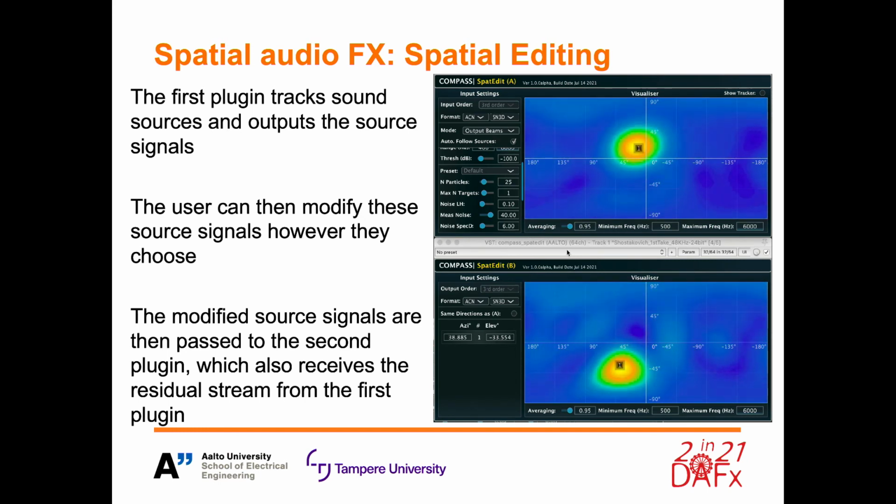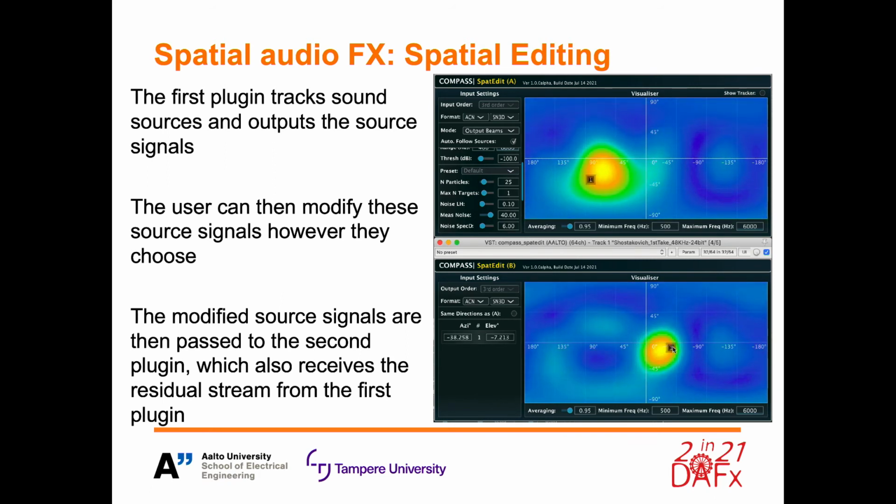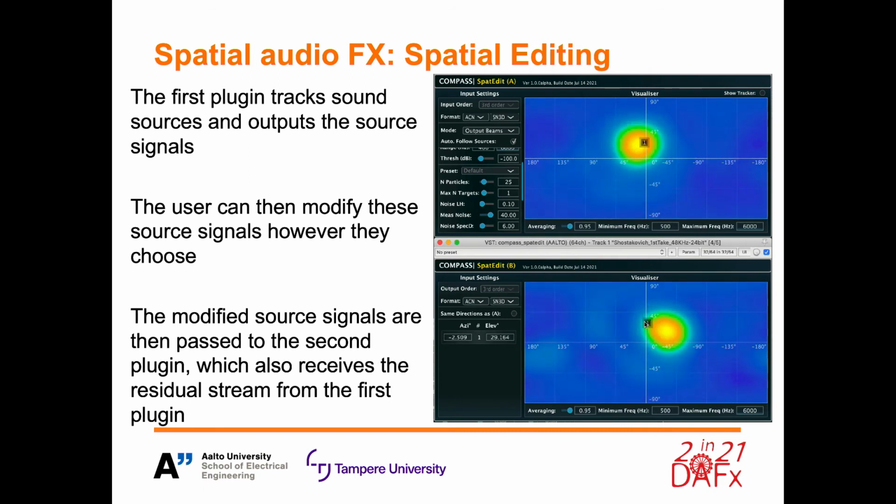Building on from the previous audio plugin, we also explored the use of this tracker for spatial editing purposes. So in the top right, we have one plugin which outputs the source object signals, similar as with the previous plugin, except now the intention is that the user can now modify these source object signals however they choose. They can rebalance their levels, reorder them, or apply conventional single-channel effects to each sound source independently.